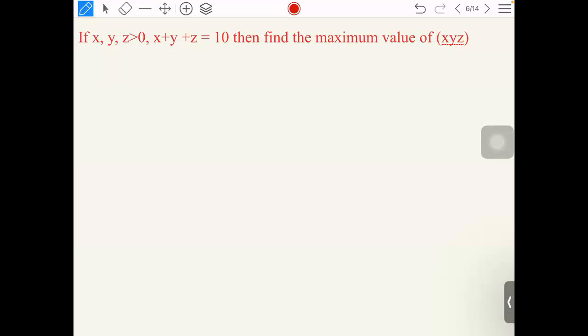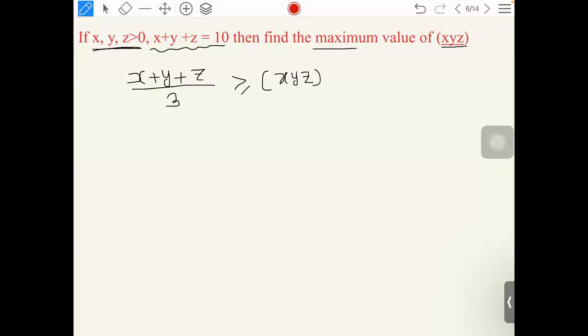Okay, let me solve this then. As per the question, x, y, z are positive numbers and x plus y plus z is 10. Then find the maximum value of x into y into z. So if we apply AM-GM inequality, what we will get, as AM we get x plus y plus z upon 3, because we have 3 terms here, is more than or equal to x into y into z raised to 1 by 3.